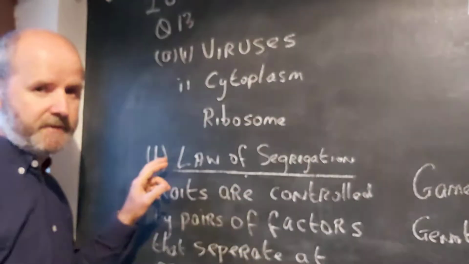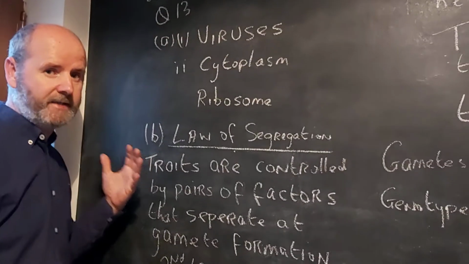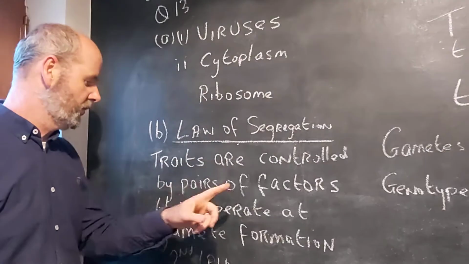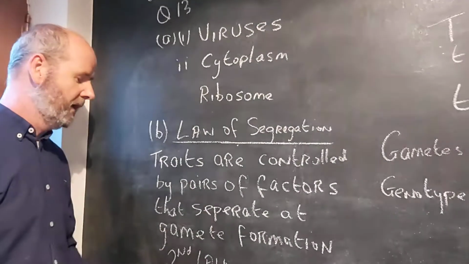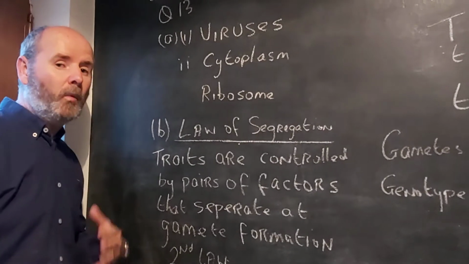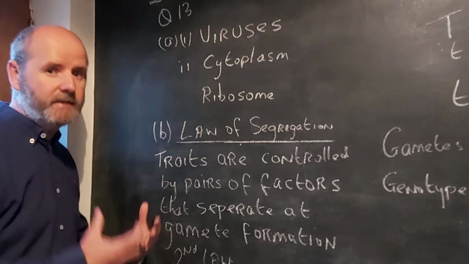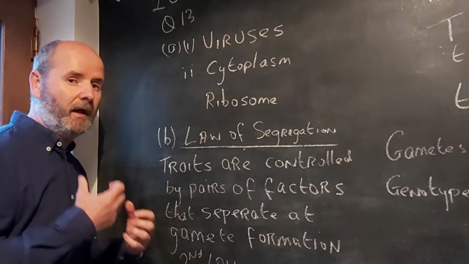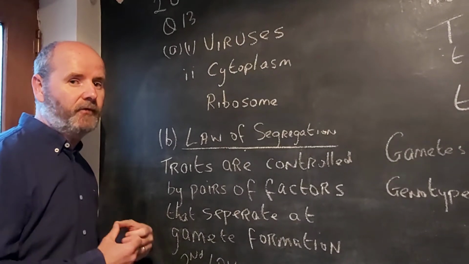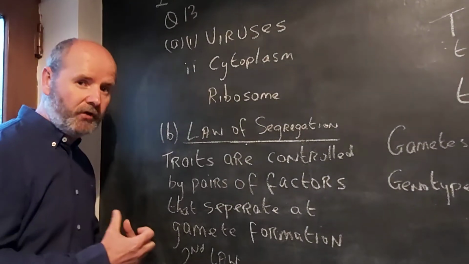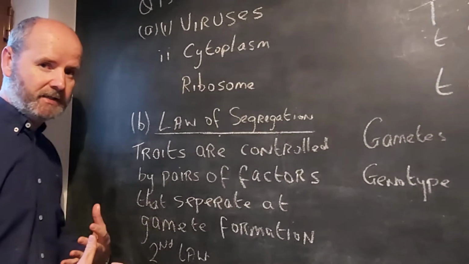Now what you were asked for is the law of segregation, which is the first of Mendel's laws. That law is that traits are controlled by pairs of factors that separate at gamete formation. What that means is that we all have 2 traits for every single particular trait in our bodies. We get one from mommy and one from daddy. At gamete formation, one of those genes goes into one gamete, the other gene goes into another gamete.